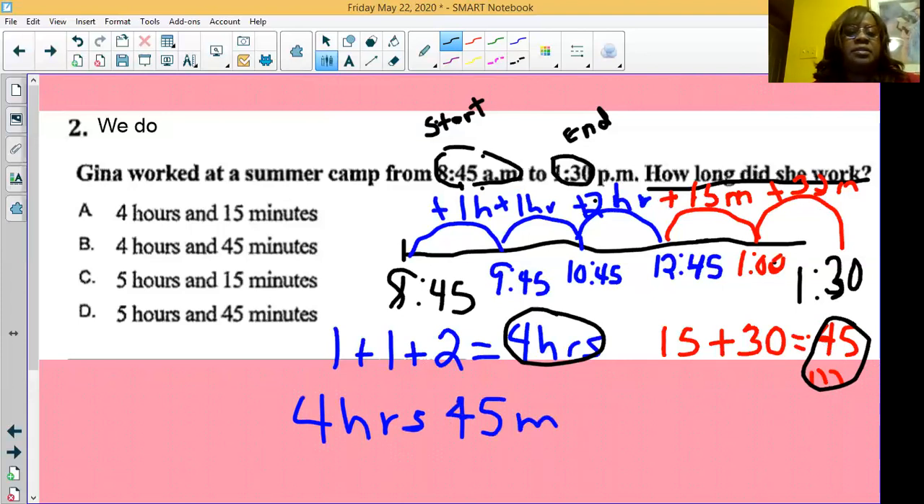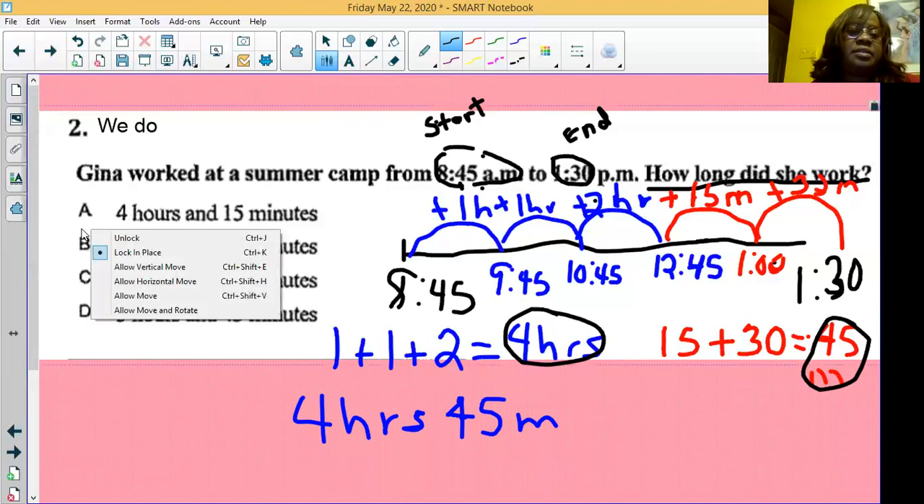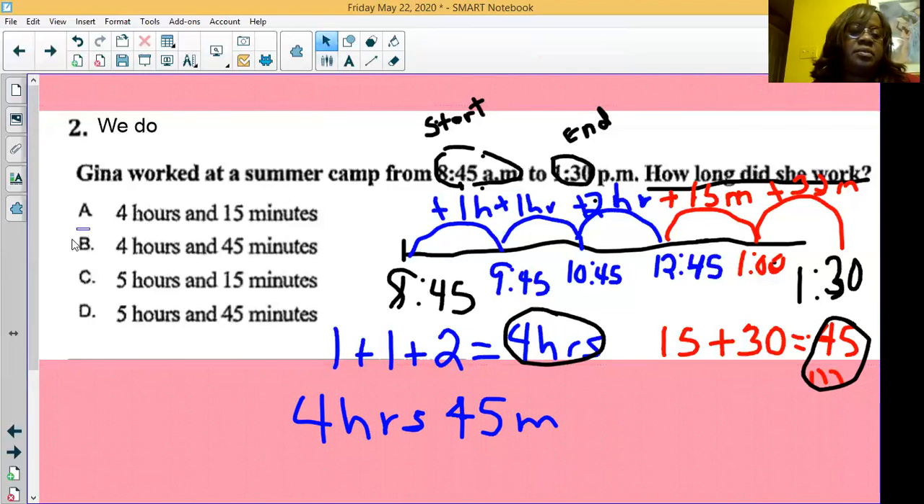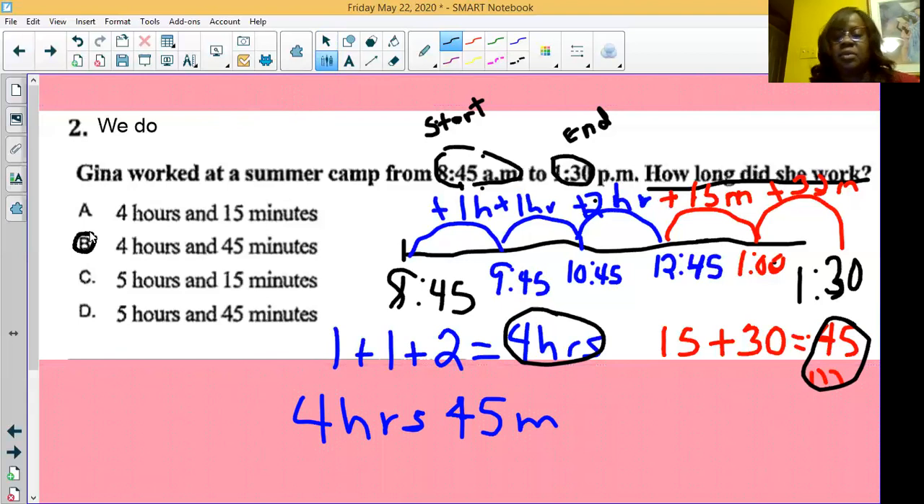Okay, so your answer is, what would you say? A or B? You're exactly right. Your answer would be B. So please circle B on your paper. And I'll pause and let you get that information. Catch up.